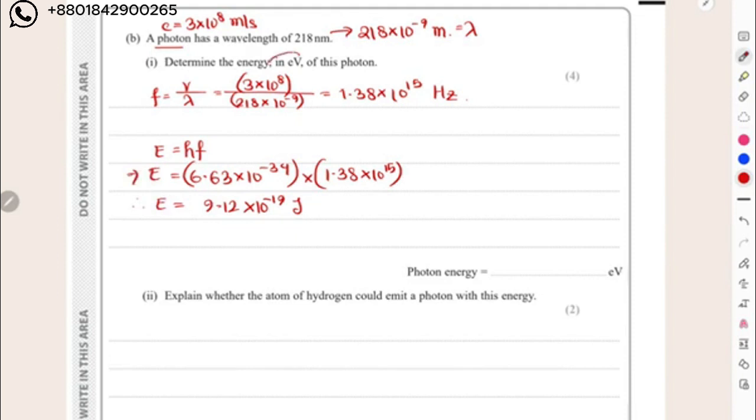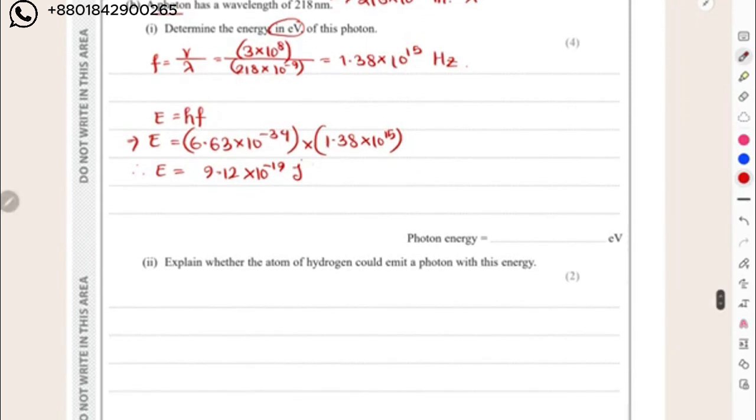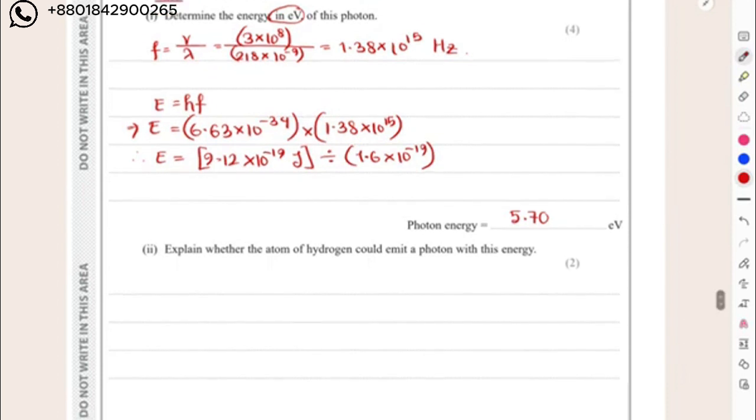Now you got the value for your energy, but the problem is it is in joules, and they specifically want it in electronvolts, so you have to convert this. That is by just dividing it by 1.6 into 10 to the power of negative 19. When you calculate this, you approximately get 1.70 electronvolts. So this is how you're supposed to do your working to find the energy in electronvolts. We'll now move on to 17b2.